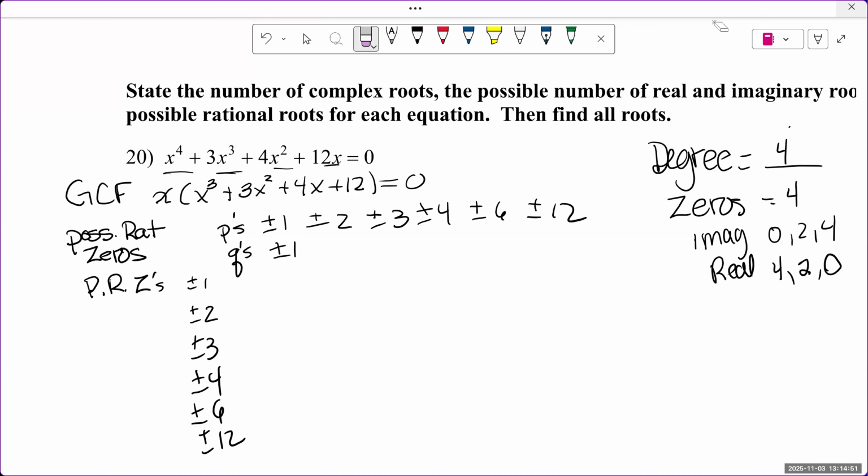So now we can plug all of those in to figure out which ones divide evenly. When I plug it in, I get a 0. That means it has a remainder of 0. That means it's a root. Okay, so we could practice that. We could throw it into a box and factor.